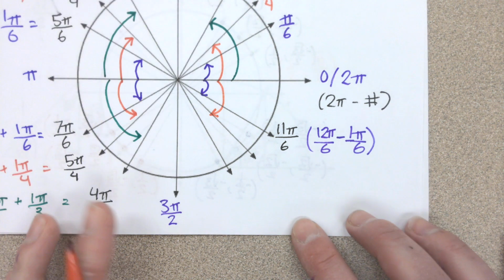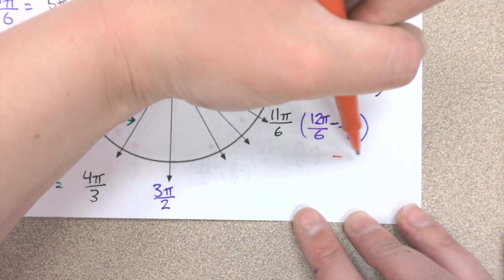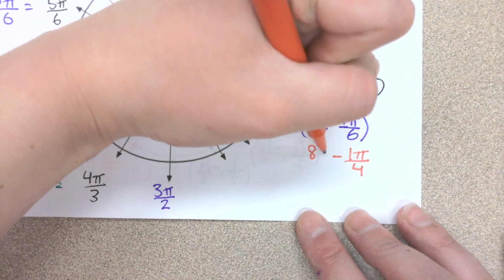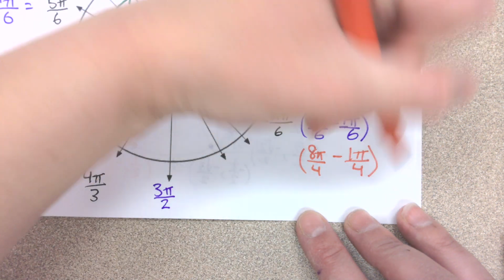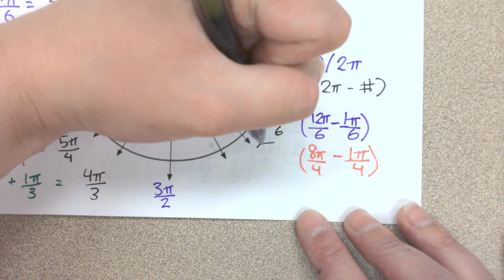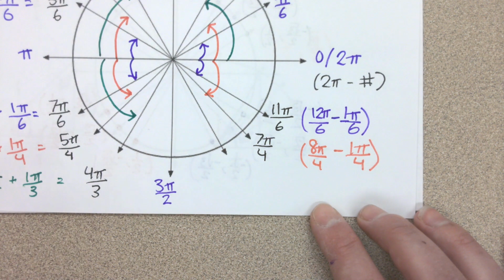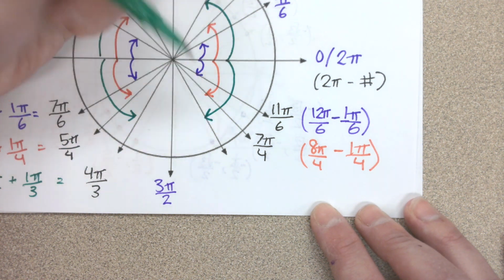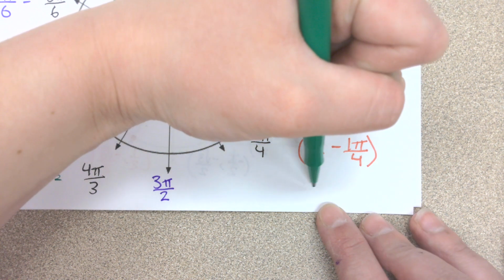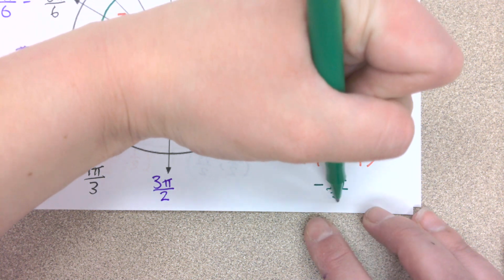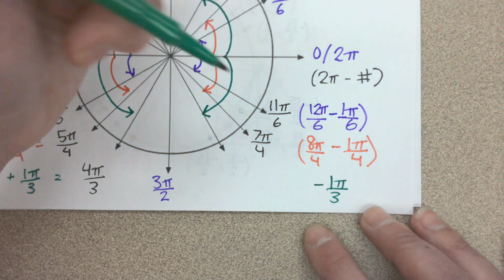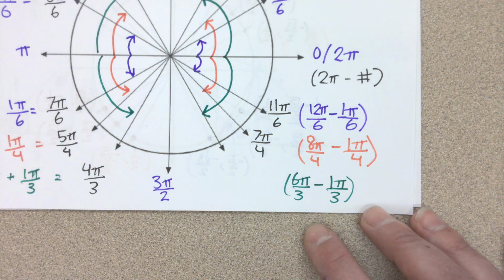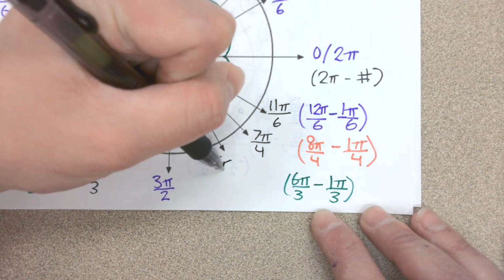Next, the 45, pi over 4. This is minus 1 pi over 4. To make 2 pi, I'm going to double. We'll go 8 pi over 4. Minus 1 gives me 7 pi over 4. And for the very last time, this is 60 degrees, pi over 3. So we're subtracting 1 pi over 3. 2 pi is double 3, so that's 6 pi over 3. And we're just going down by 1, so 5 pi over 3.